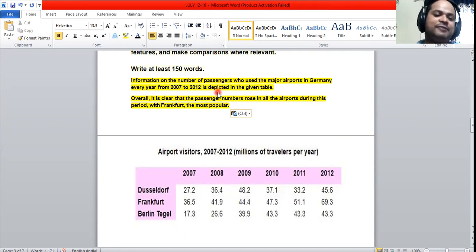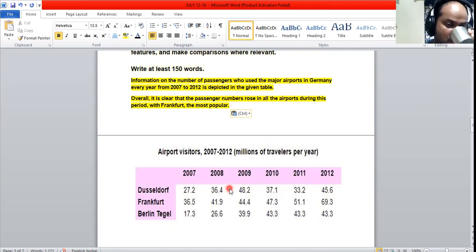So in the first part, I have used passengers here. The number of passengers who use the major airports in Germany every year. Every year means per year, every year from 2007 to 2012 is depicted in the given table. So the introduction is clear.